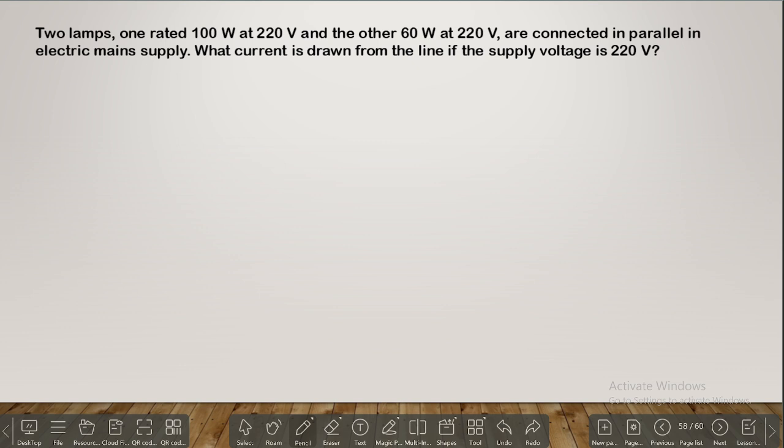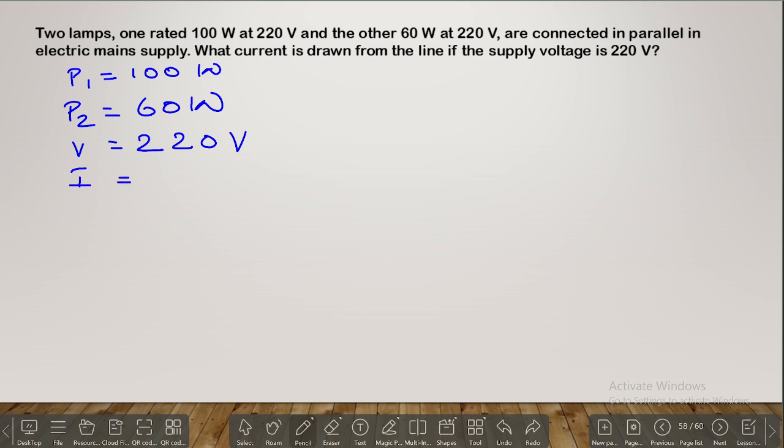Two lamps, one rated 100 watt at a 220 volt line and the other rated 60 watt at a 220 volt line, are connected in parallel. That means P1 is equal to 100 watt, P2 is equal to 60 watt, V is equal to 220 volt. It asks us to calculate the current.